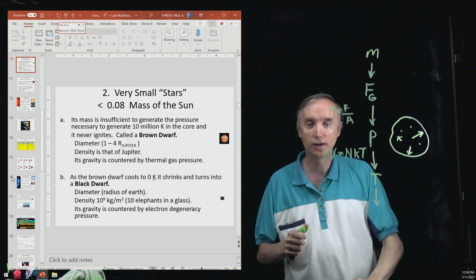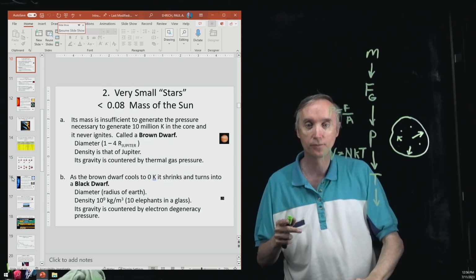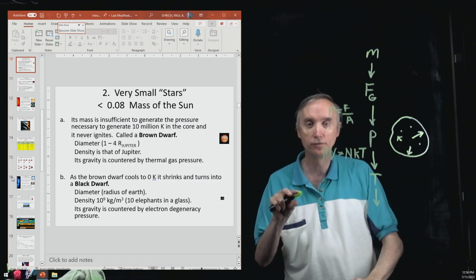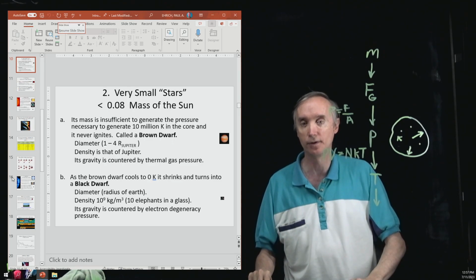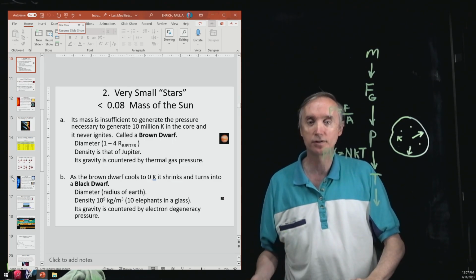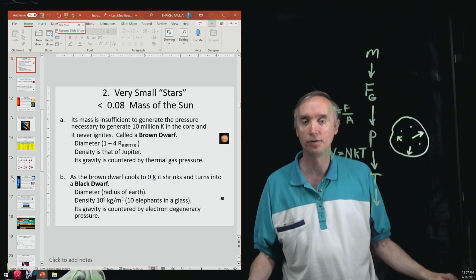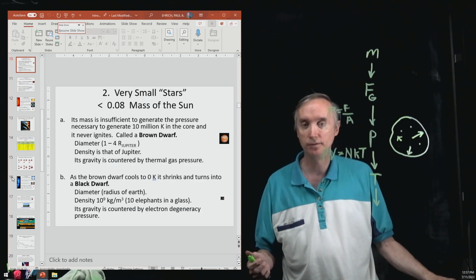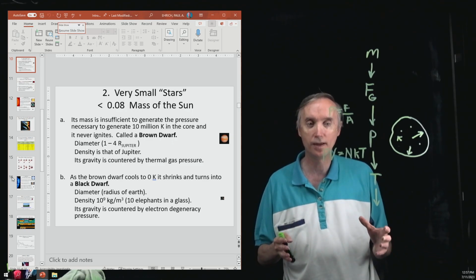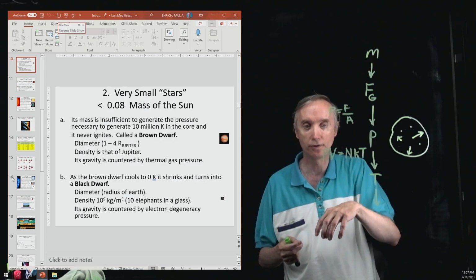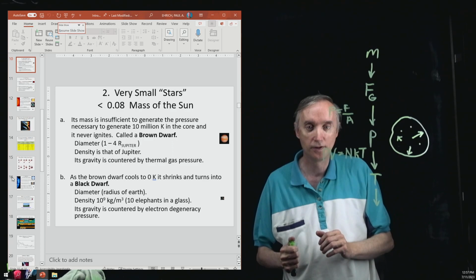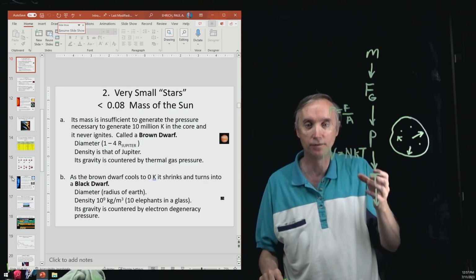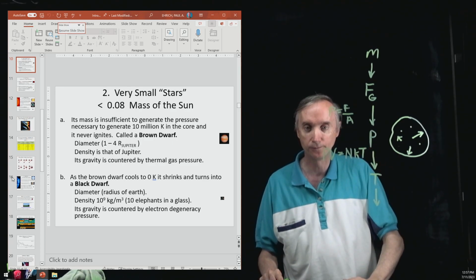We're going to call this thing a black dwarf. So a brown dwarf turns into a black dwarf eventually when it reaches absolute zero. The diameter of this object is going to be about the radius of the Earth. The density of this object is going to be equivalent to taking 10 elephants, putting them in a blender, and then squishing them into a glass.